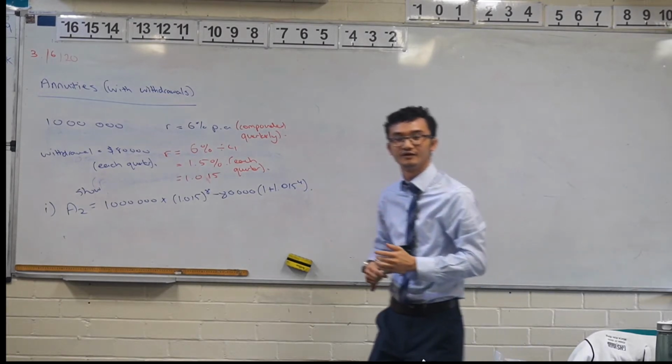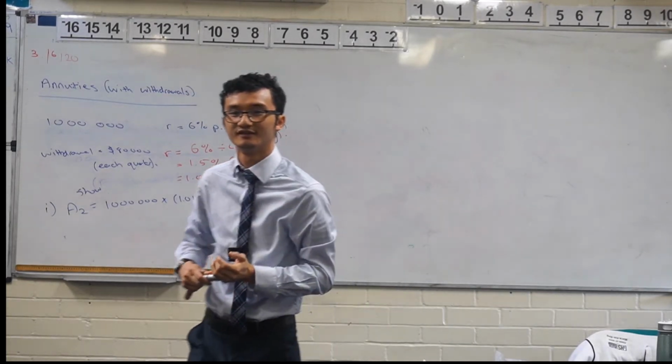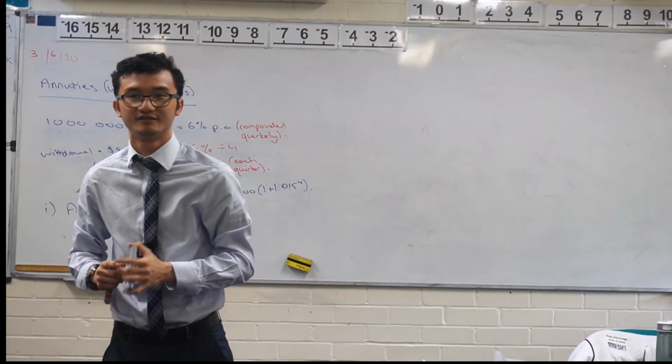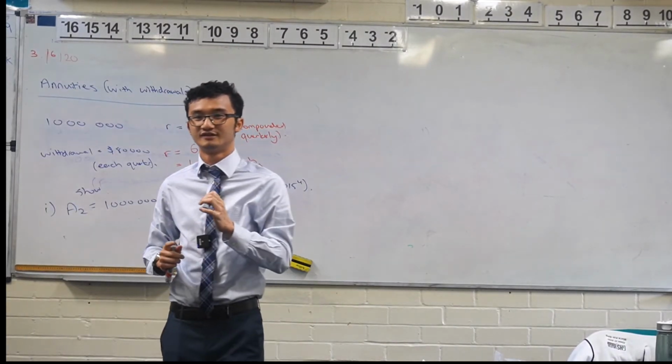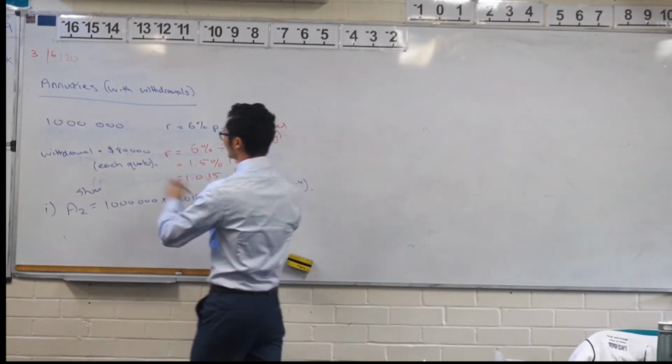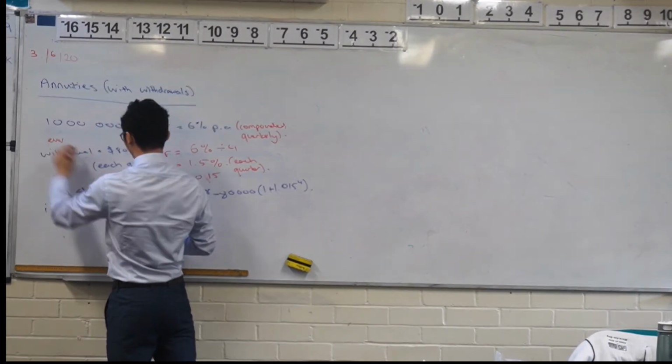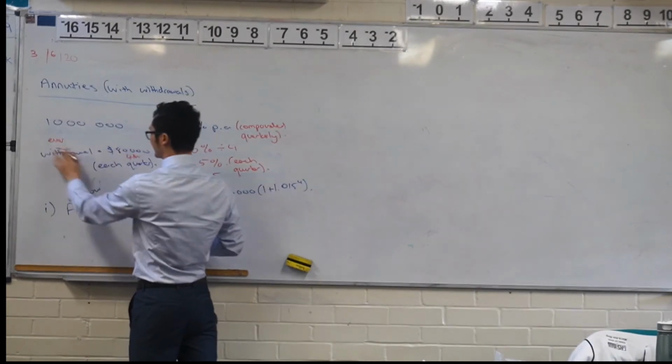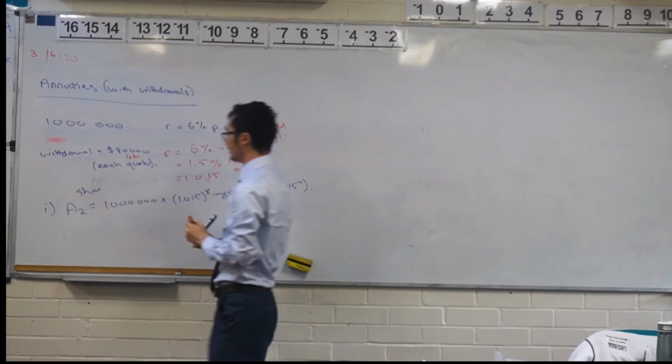So they withdraw 80,000 at the end of every fourth quarter. Good, okay, that's also important. It is very different. So each fourth quarter, I suppose. Okay, so here's the scenario, right?